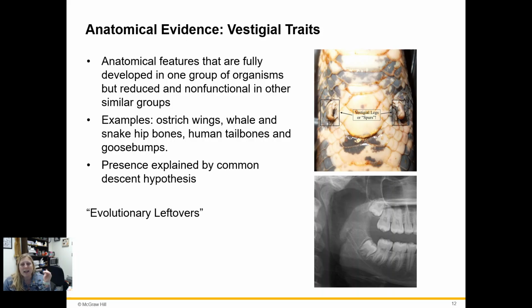So snakes once had legs. Snakes still have pelvic girdles, and some boa constrictors will have these little vestigial legs or spurs. Human wisdom teeth. Fantastic example of a vestigial trait. When we talk about wisdom teeth, most of us, our jaws are too small to actually hold the wisdom teeth, so we need to get them removed. Every semester I meet 1 or 2 students that either didn't have all of their wisdom teeth or had none of their wisdom teeth. And that is something that we do see as a result of like the change in our diets, okay? Goosebumps too.